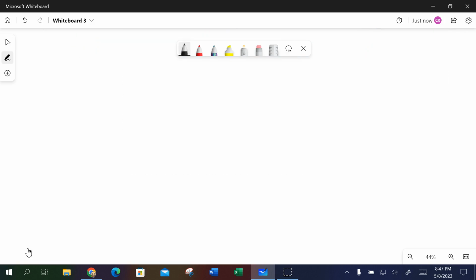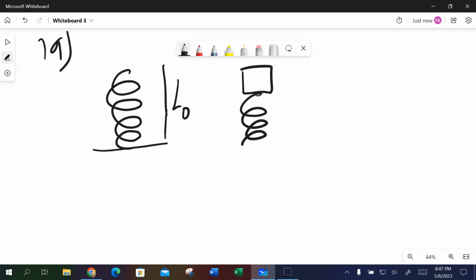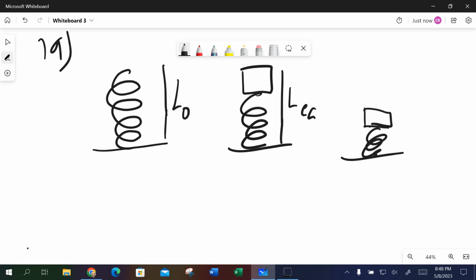Question number 19 now. Question number 19 asks us for the change in kinetic energy of a box on a vertical spring. So it gives us this diagram first. I'm not very good at drawing springs, so bear with me. We have L0, that gives us a box. This is L equilibrium. And that gives us another one. Box here. L compressed.